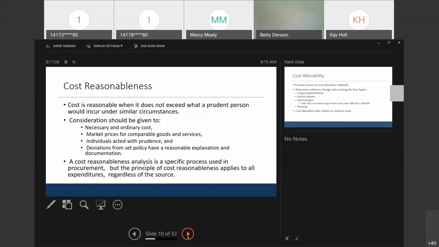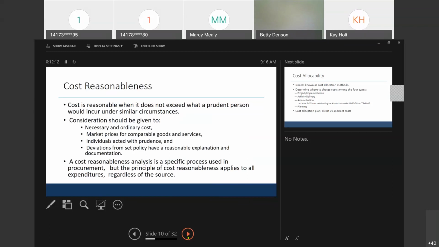There are always unprecedented circumstances that may exist. We recognize that. We're all living through a very unprecedented time right now with COVID-19. So we're not going to say that there would not be an exception, but definitely a reasonable explanation and documentation must accompany why that cost may be looked at as higher than what somebody would normally expect to see built into your budget. A cost reasonableness analysis is a process that is used in procurement.